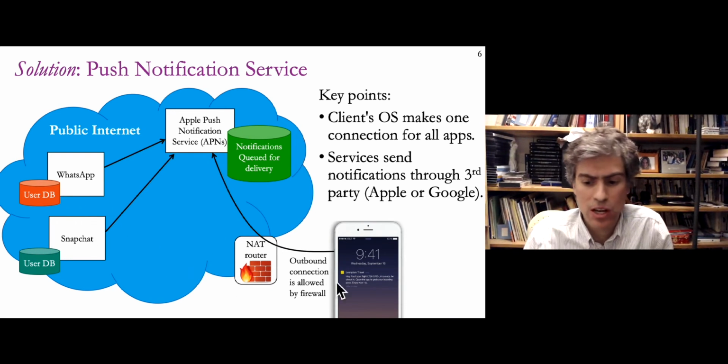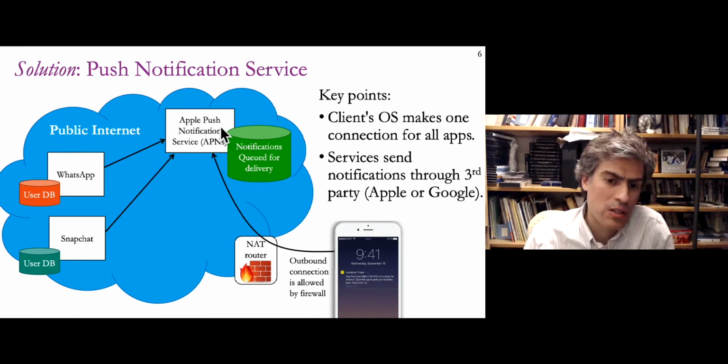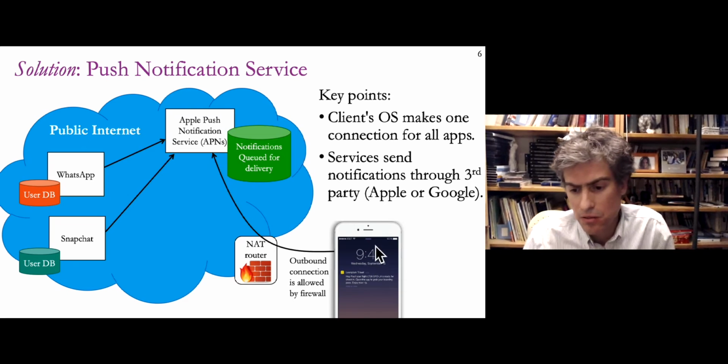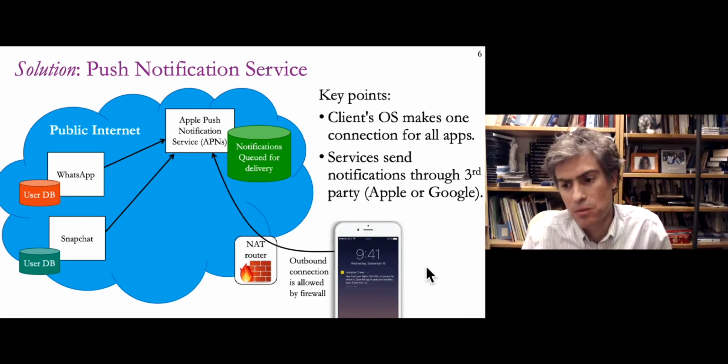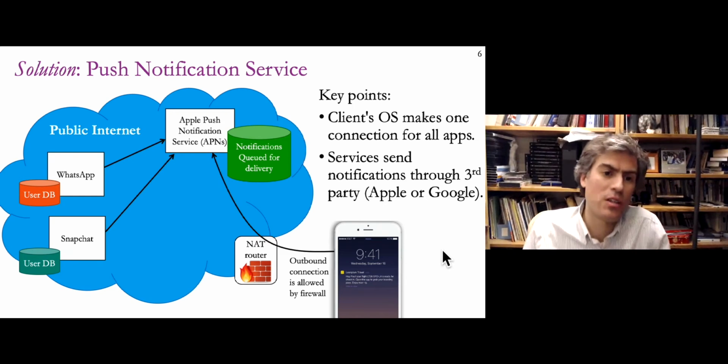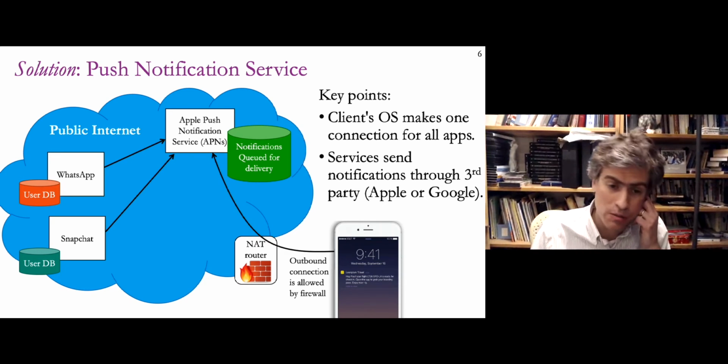Let's say Snapchat is not running on the phone, because only the foreground app is allowed to run at any given time. Even if Snapchat's not running, Snapchat can still send a message to Apple that will deliver it to the phone to show on the home screen, so the user can click it and then launch the Snapchat app, for example. Okay, that in a nutshell is how push notifications work on smartphones.